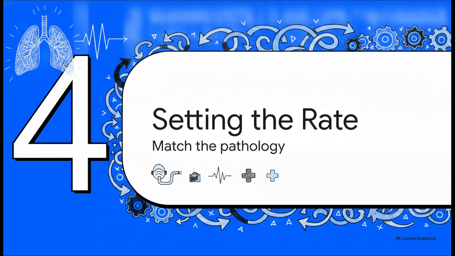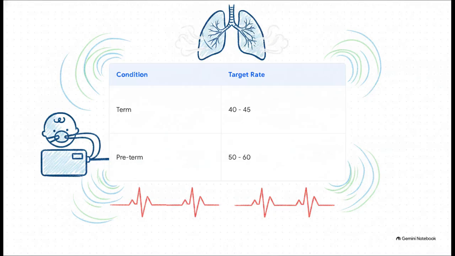Section 4. Setting the breathing rate. Here, we're matching the machine to the actual pathology the baby is facing. As you can see, your target rate isn't a one-size-fits-all kind of deal.